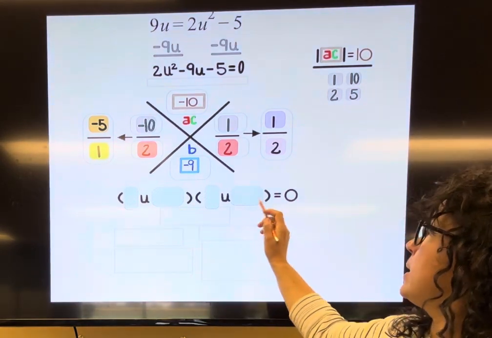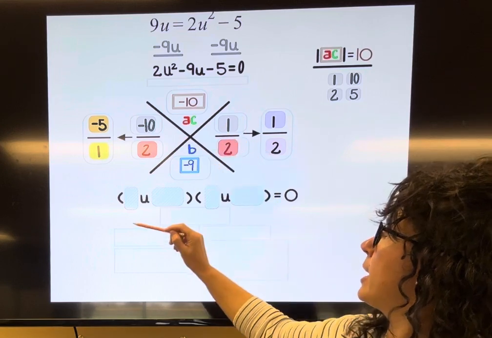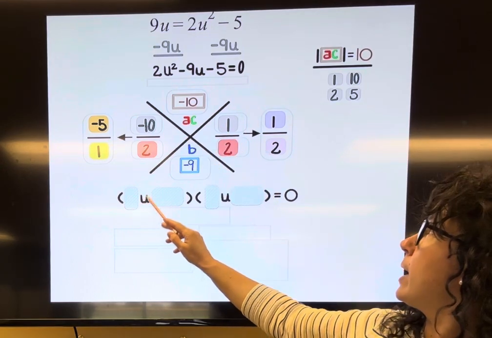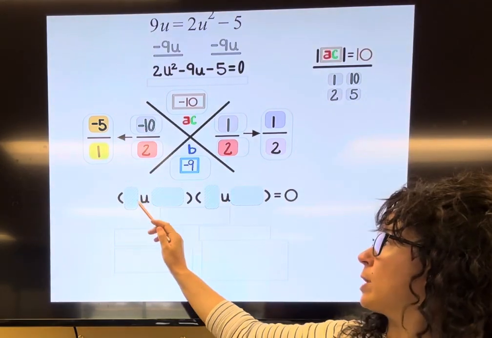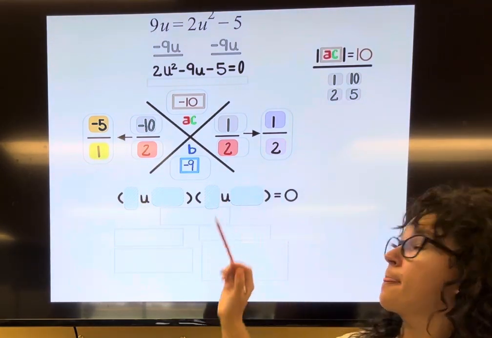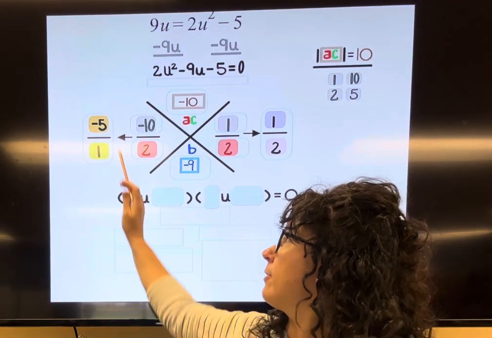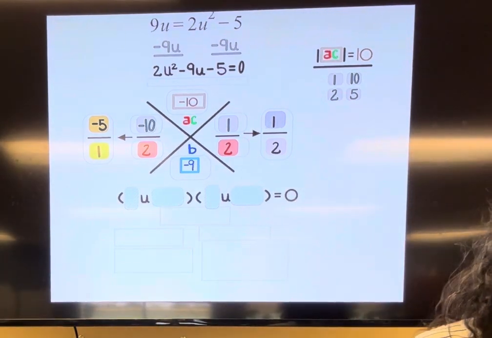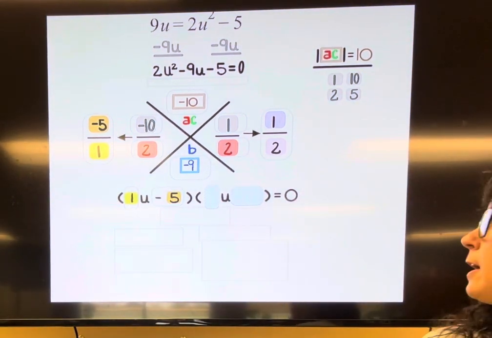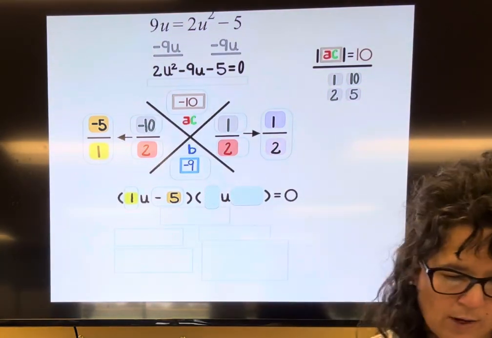Now that we have our big X here completed, I'm ready to factor. The only way I get back to u squared is u times u. So the question is, what number comes before and after? The bottom number goes in the front and the top number goes in the back with this method. So I have a 1 there and a negative 5 there, bottom over top. So I'm going to have a 2 there and a 1 there.